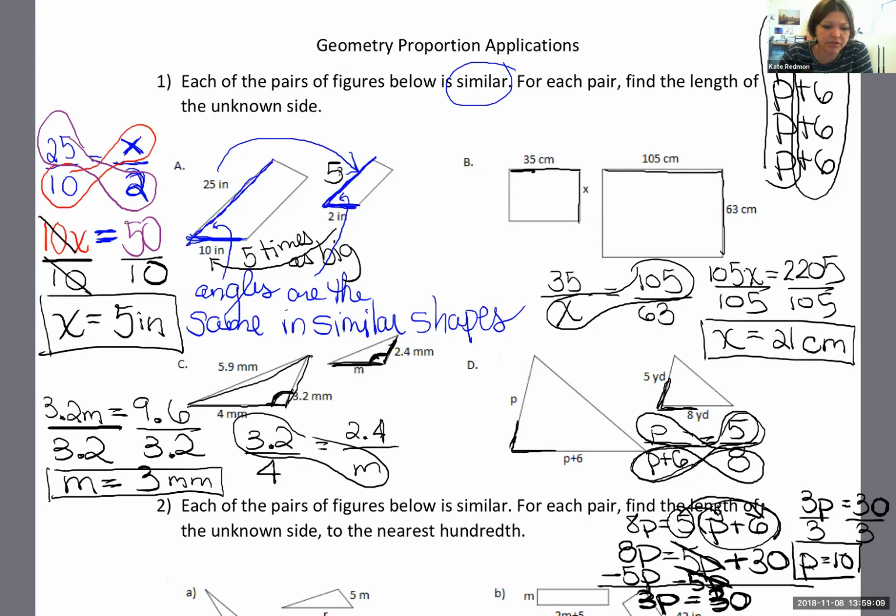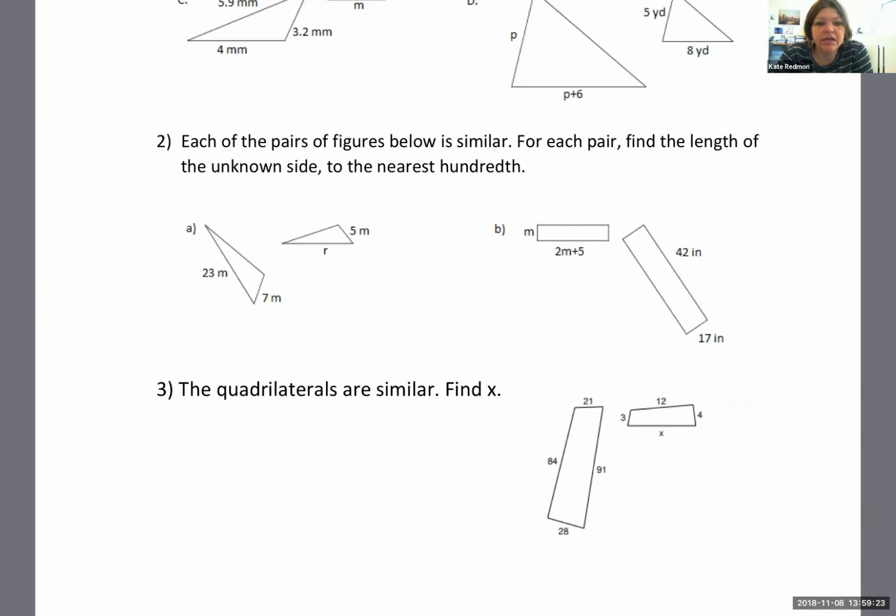So let's go take a look. Number 2 says each of the pairs of figures below is similar. For each pair, find the length of the unknown side to the nearest hundredth. Now, I guarantee you that they're similar. So we can set up fractions. The hard part is you have to have your fractions from corresponding sides. And when things get rotated in space, it's not always so easy to tell what the corresponding sides are.